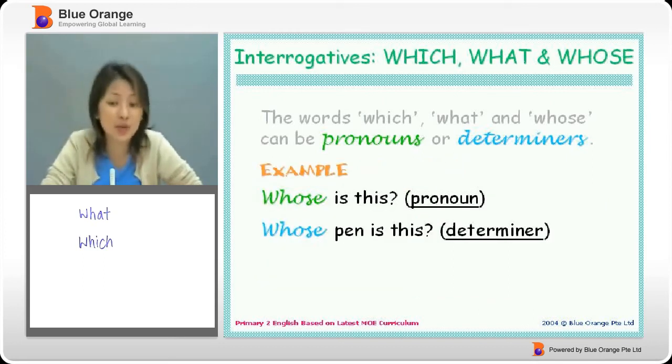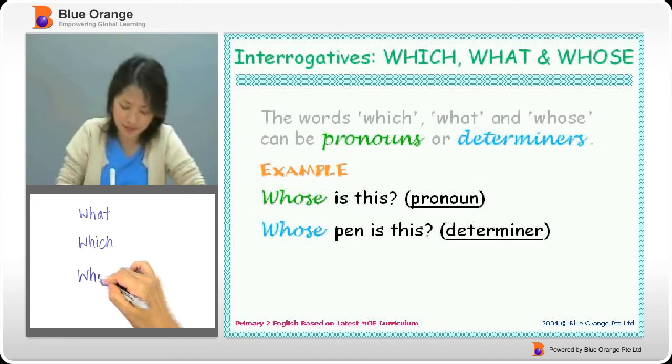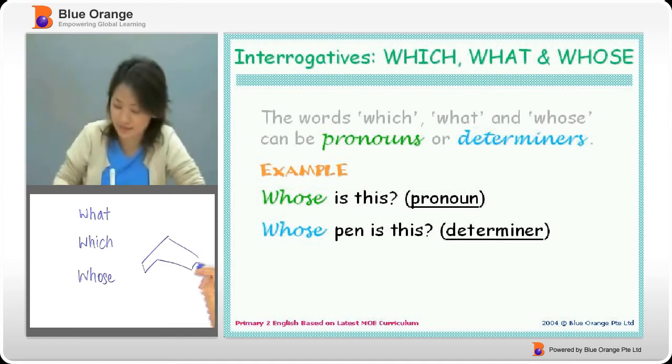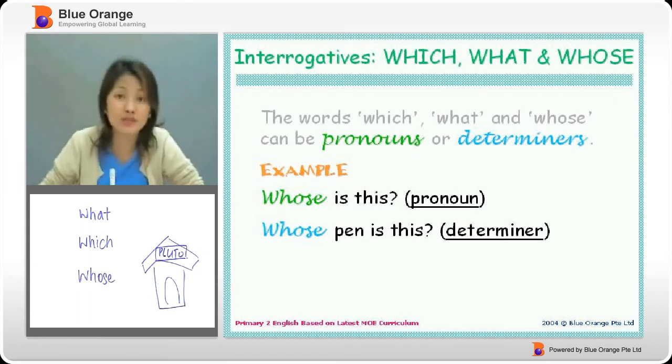And move on to the next one, whose. Whose is this? It's a pronoun. Whose pen is this? It's a determiner. Now when we talk about whose, alright, we actually talk about belonging. Okay? Something belonging to someone or even an animal. For example, whose kennel is this? It is Pluto's kennel because it has a name, Pluto, on it. You see what I mean? Alright, whose kennel is this? It is Pluto's kennel.